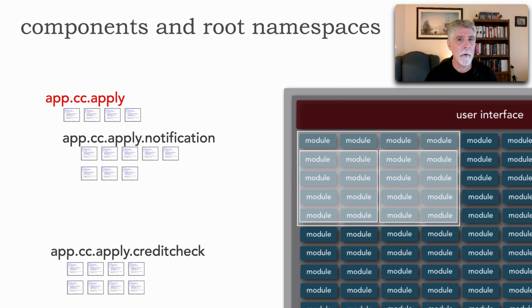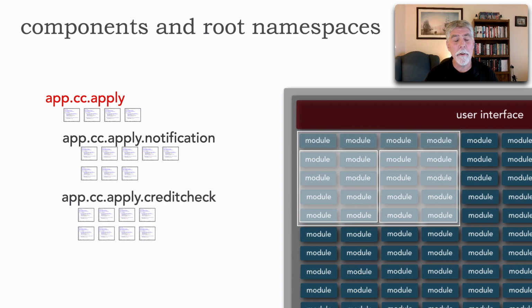Notice when I do right-click delete, notification is no longer a hotspot. You see, it is a root namespace, but it's now a component because it's not extended. And so now we have two well-defined components, notification and credit check. But we still have a problem because we still have orphaned classes.